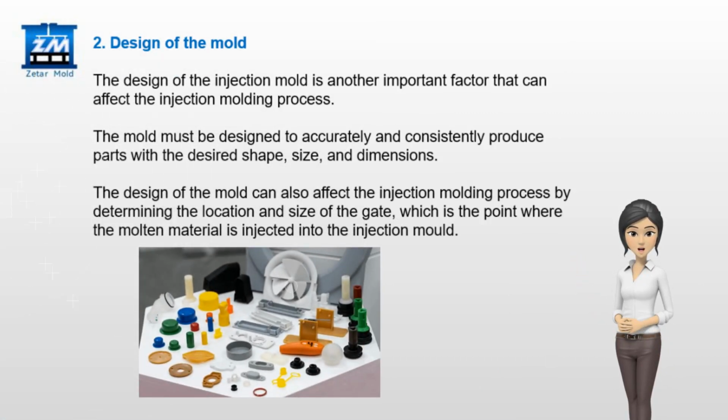Design of the mold. The design of the injection mold is another important factor that can affect the injection molding process. The mold must be designed to accurately and consistently produce parts with the desired shape, size, and dimensions. The design of the mold can also affect the injection molding process by determining the location and size of the gate, which is the point where the molten material is injected into the injection mold.